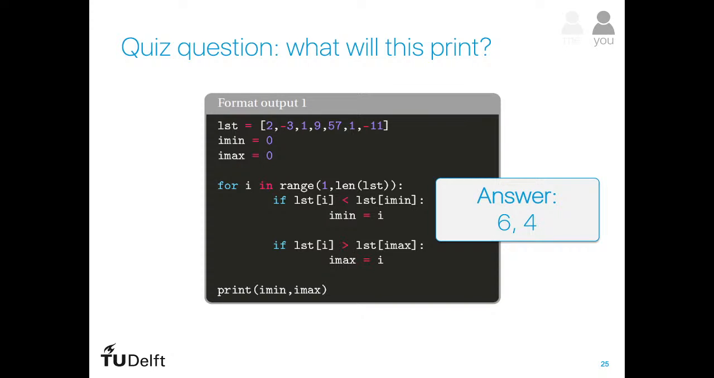And the answer indeed is 6 and 4. So the smallest value is at index 6. 1, 2, 3, 4, 5. 6? No, it should be 7, right? Minus 11. Oh yeah, 0, of course. 0, 1, 2, 3, 4, 5. 6, it's minus 11. And then at the fourth index should be our biggest value. 0, 1, 2, 3, 4. Indeed, 57 is the biggest value in the list.